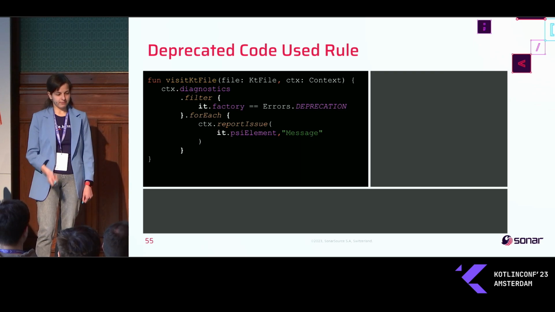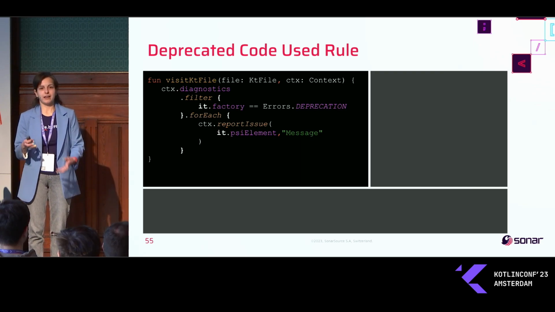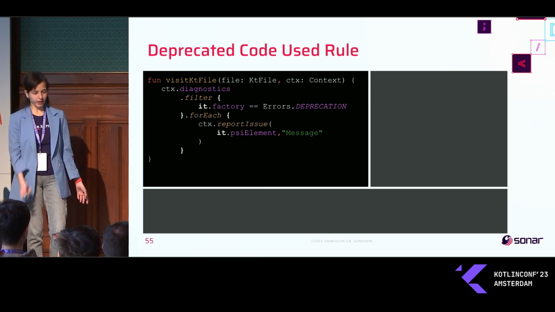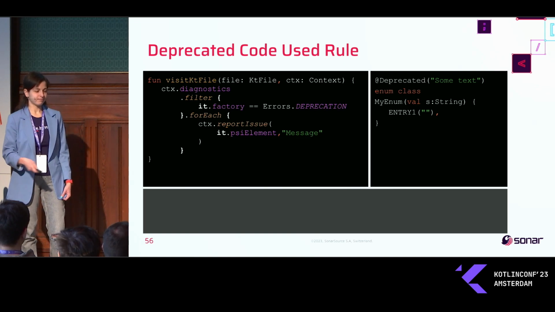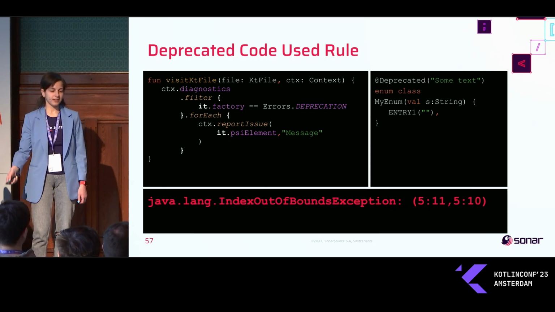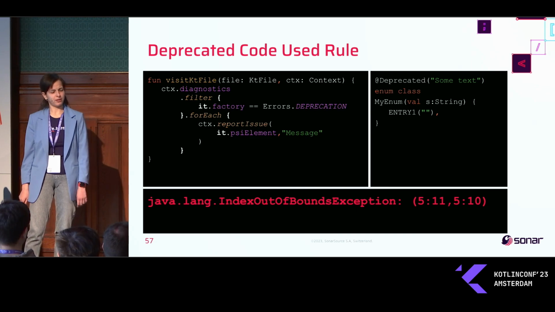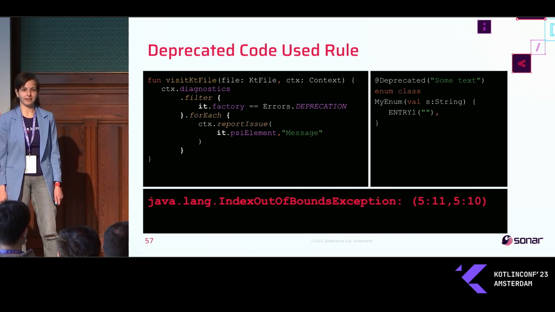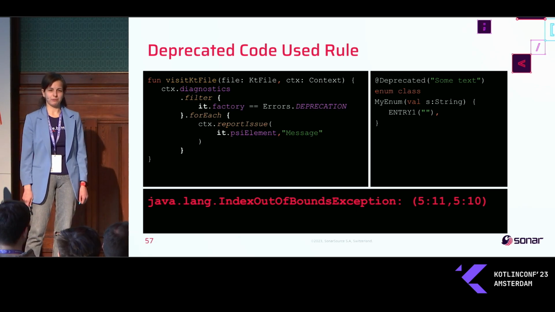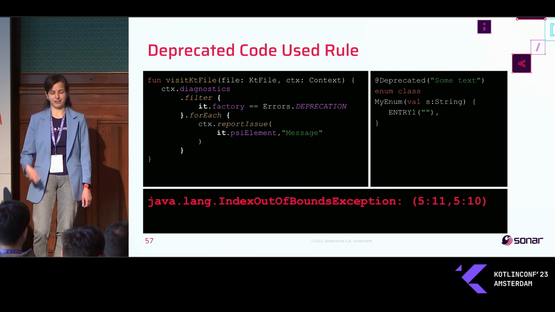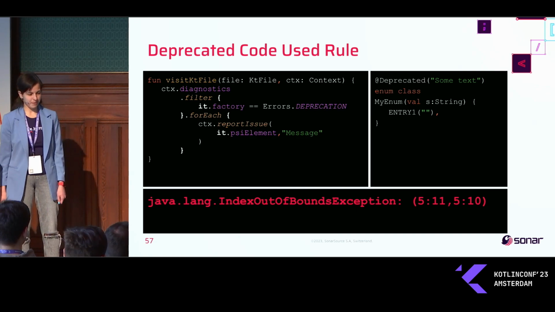It looked like this. We used the KtElement provided by the compiler. And then one time, one user reported an issue with a deprecated enum that looked like this, and said that they had an index out of bounds exception when analyzing their code. It looked very non-obvious why it could happen there, but we had to investigate and find out what the problem was.